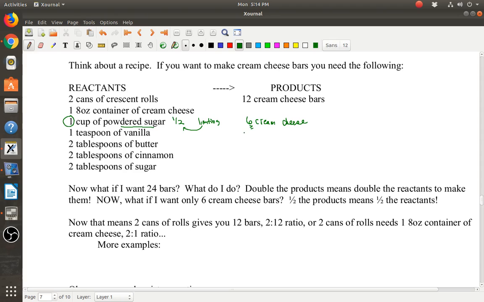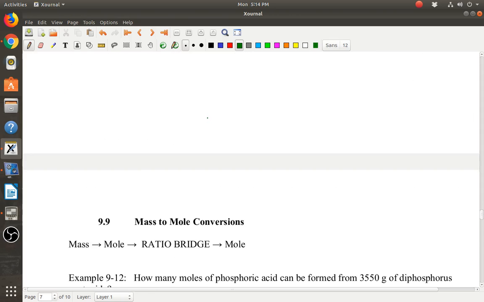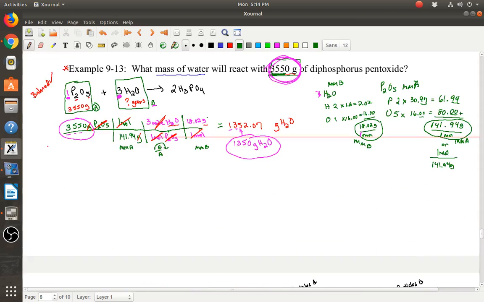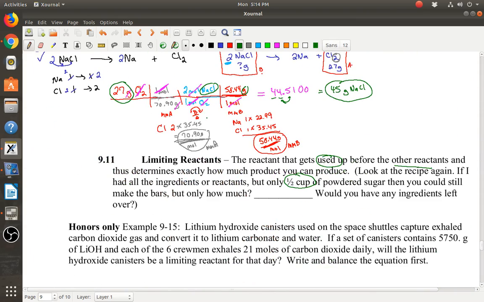It gets used up and there's nothing left of it. Even if I have lots of these other things, there's no more powdered sugar left. I cannot make any more cream cheese bars. So that's the limiting reactant. It stops the reaction from going forward. So I could make, it says how much? I could make 6. Would you have any ingredients left over? Well, you might. You might have some of the other stuff left over, but you would have no more powdered sugar left over. Okay, I'm going to pull up the Prezi for just a moment and then move on from there.